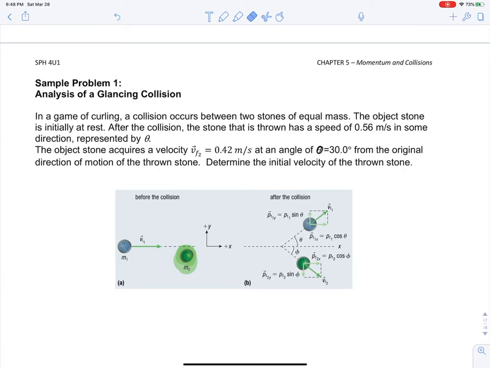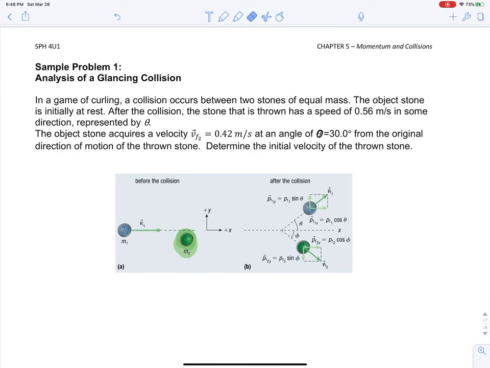Sample problem number 1, analysis of a glancing collision. In a game of curling, a collision occurs between 2 stones of equal mass. The object stone is initially at rest, and that is the stone here in green that you can see. After the collision, the stone that is thrown, which is this blue stone here, has a speed of 0.56 meters per second, in some direction represented by the angle theta.